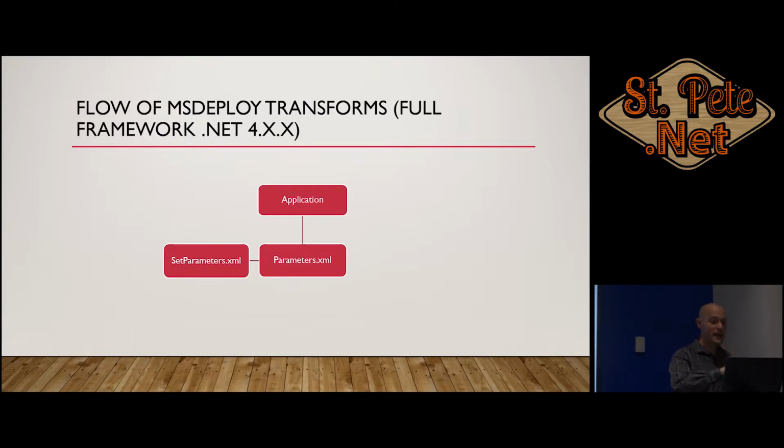Awesome. You have your application, and then right next to the application, you have your parameters XML, which acts as a pointer. It literally says, hey, I am naming this parameter this, and this is the path inside of your config file that I'm going to be updating. And then you have your set parameters XML, which actually says, using this parameter name, this is what my value is going to be for whatever environment.